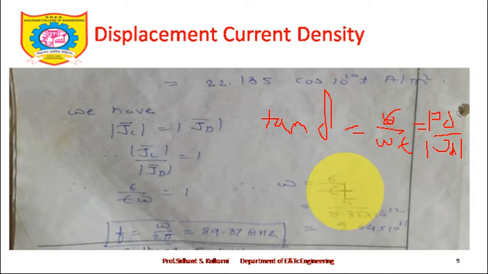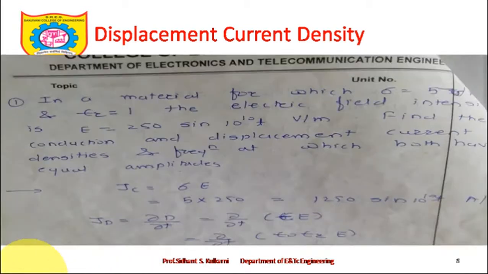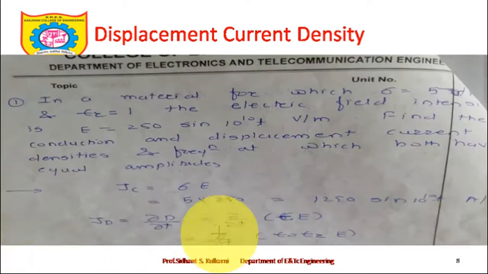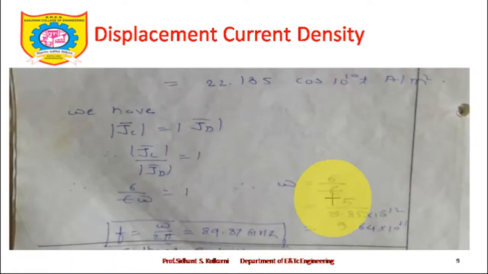Don't forget to put the value of epsilon even in the second case as epsilon naught into epsilon r. Don't put the direct value of epsilon as given in the numerical. I think it is given as 1. Don't put it directly as 1. It is epsilon naught into epsilon r. I hope in the previous numerical also you put the value of epsilon as epsilon naught into epsilon r, and you got that value. Put that value in the omega.